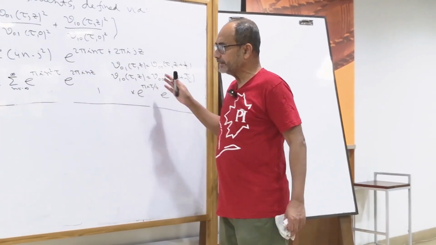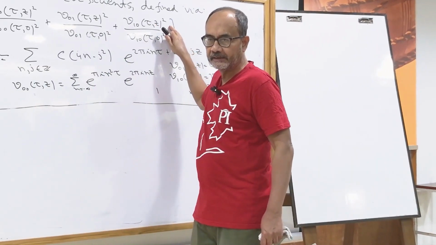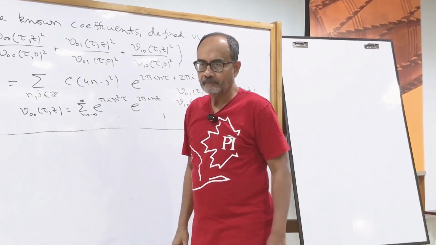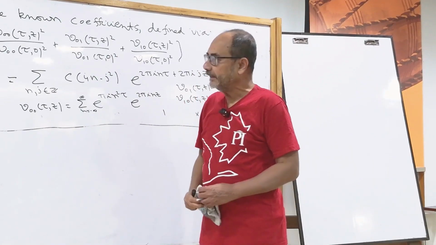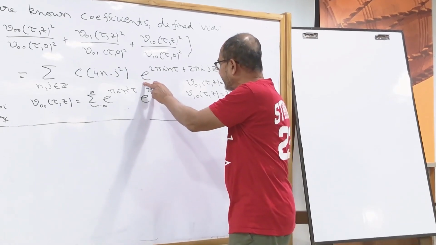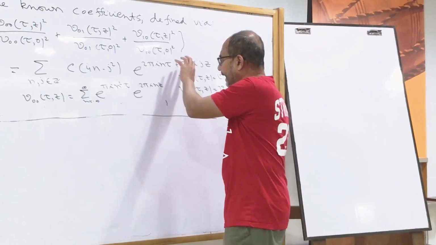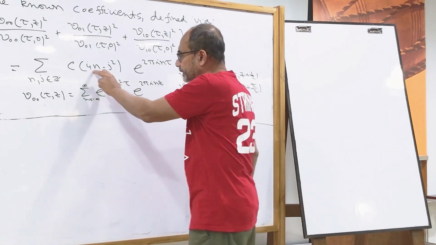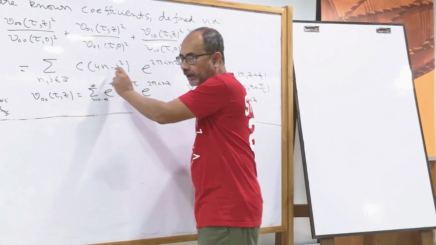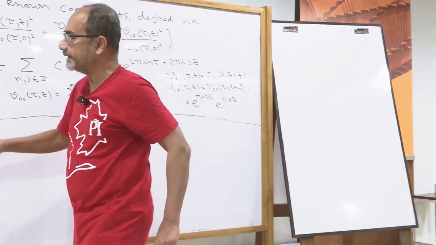So take these functions and construct this combination. Here is a function of tau and z. The claim is that this combination has an expansion of this form. You can expand this in powers of e to the 2 pi i n tau, e to the 2 pi i j z, and the coefficient of expansion is a function of this combination 4n minus j square, and it's some function that I am calling c of 4n minus j square. This function is what appears here.